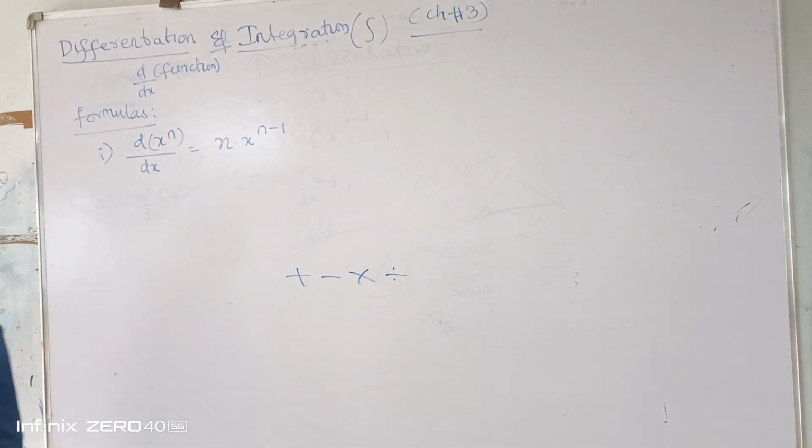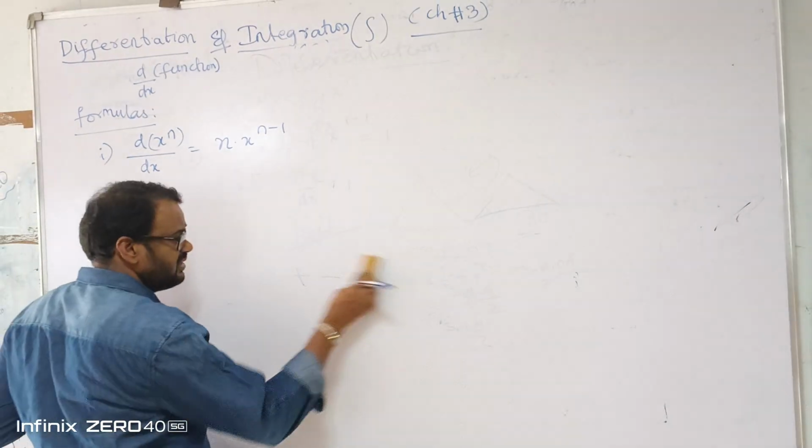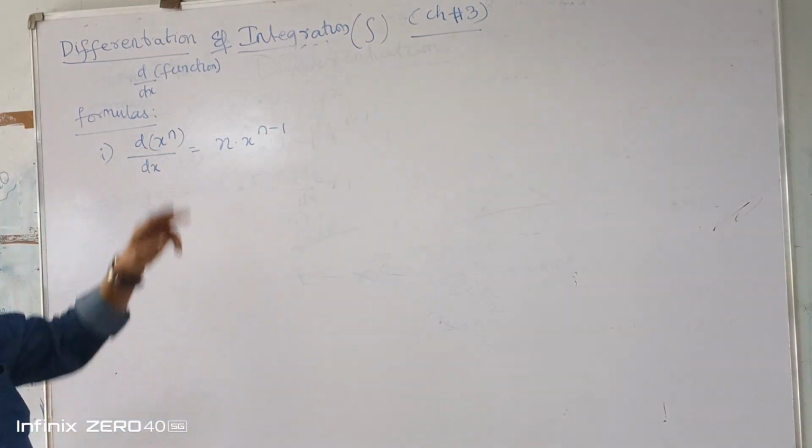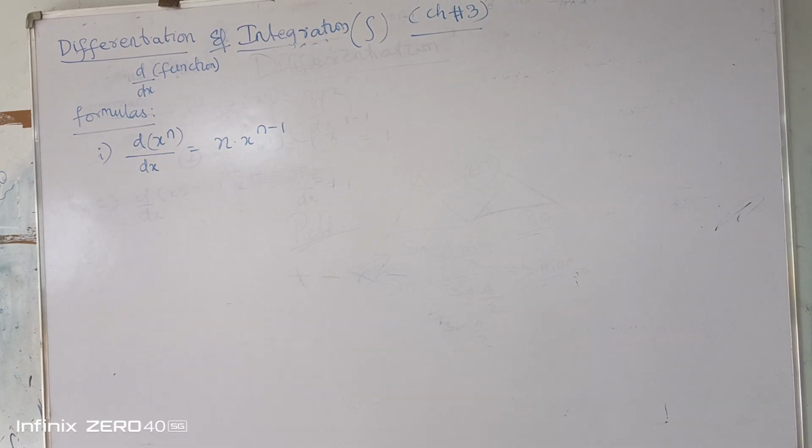Plus, minus, into, division, these are called arithmetic operations. Similarly, an extension of these operations is the addition of two more tools. Which tools? Integration and differentiation are called mathematical tools. For what are these applied?